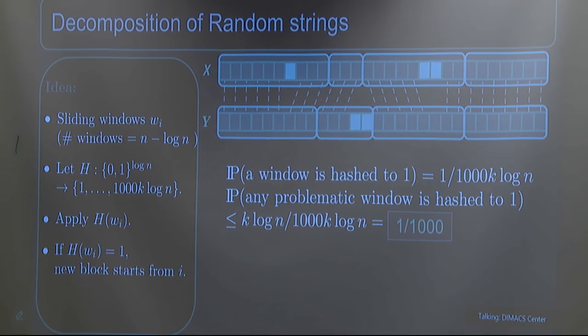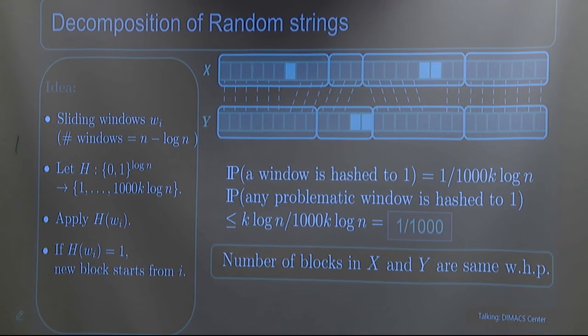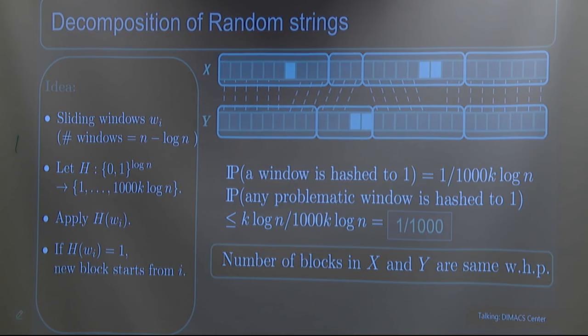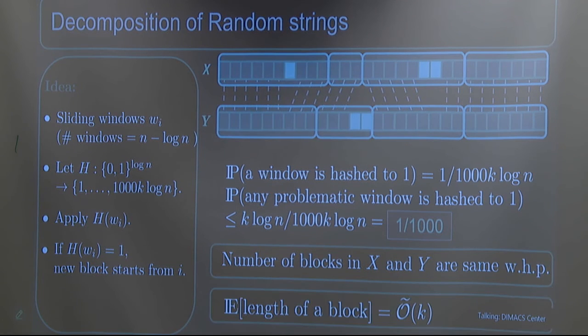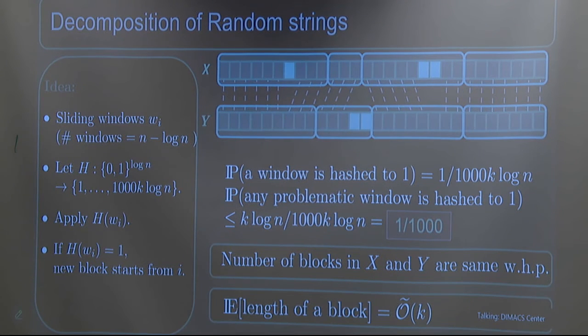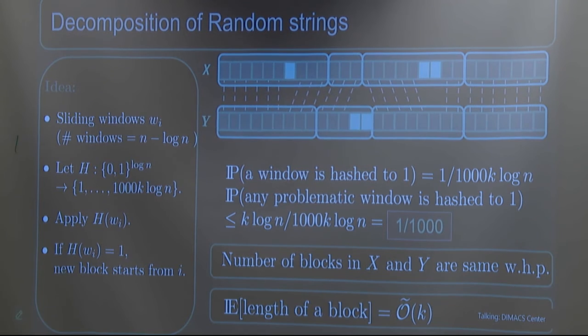Okay, so far we did not use the property that X is random. So this happens for any string. We showed that the number of blocks in X and Y are the same if that condition doesn't happen. And now we will use the fact that X is random.